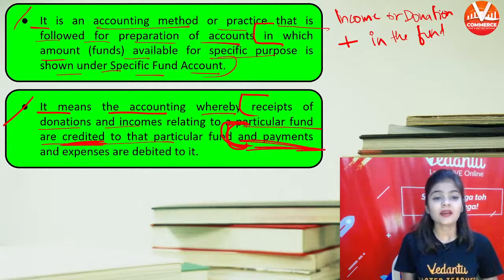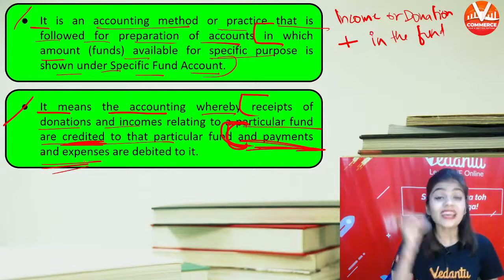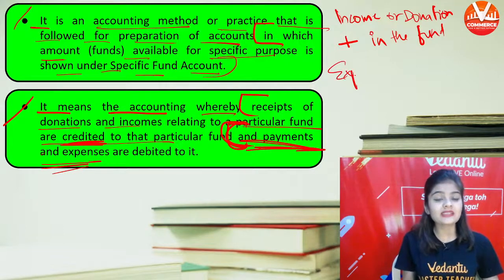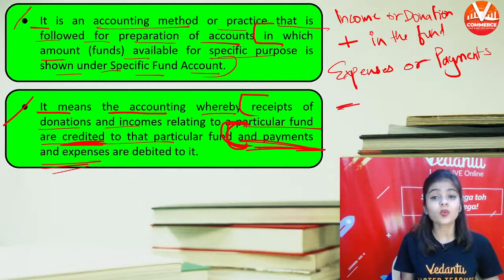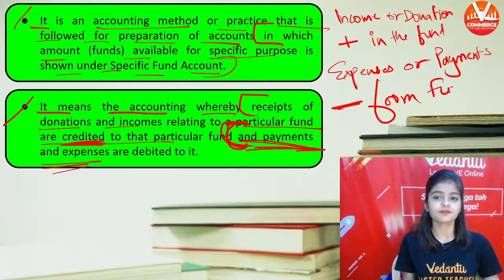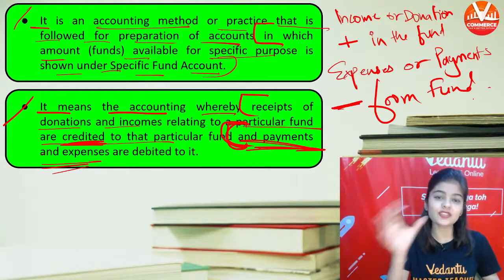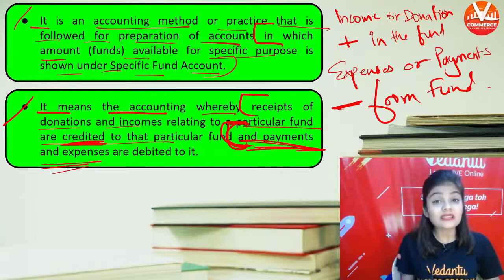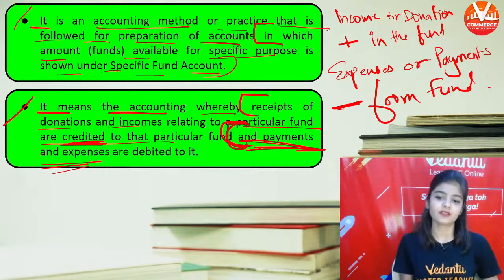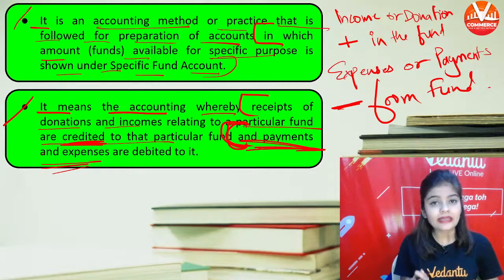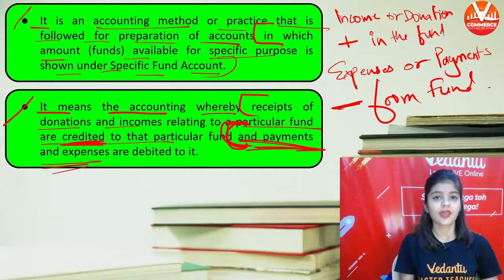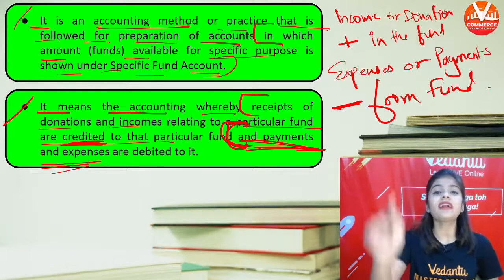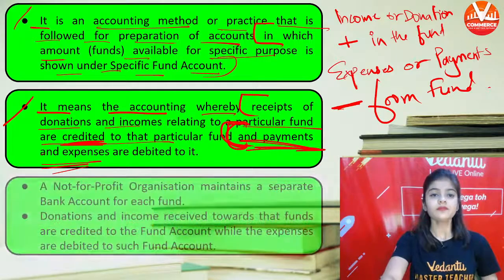And payment and expenses, अगर कोई भी खर्चा हुआ, if there are any expenses, if there are any payments related to the fund, then those expenses, those payments will be subtracted from the fund. So income and donation are added to the fund and expenses and payment are subtracted from the fund. तो इनकम और डोनेशन को ऐड कर देंगे, we will credit, and expenses and payment will be debited, will be subtracted. This process is known as fund-based accounting. Next point.